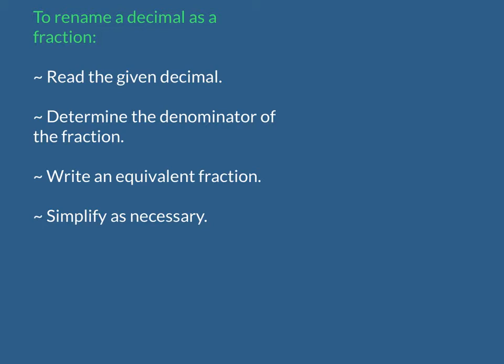So to rename a decimal as a fraction, you read the given decimal, then determine the denominator of the fraction, write an equivalent fraction, and then simplify as necessary. So let's see what that looks like with our example. We have 0.35, 35 hundredths. So we read the given decimal, 35 hundredths. The denominator of the fraction would be 100 because we said hundredths. So we would write 35 over 100.